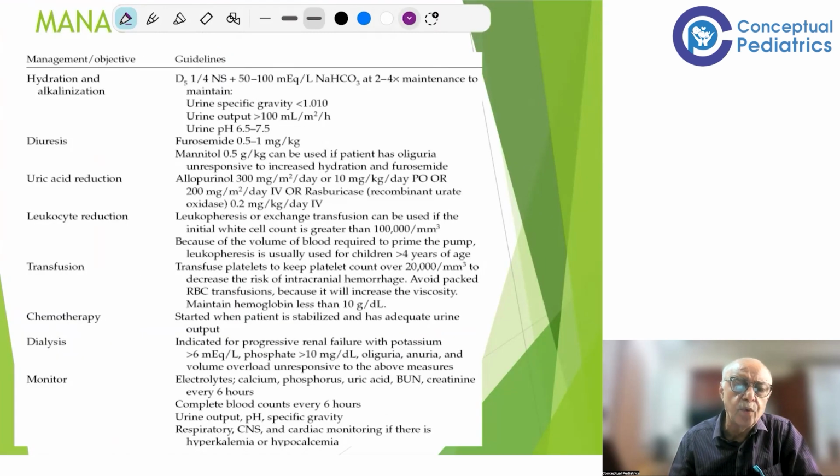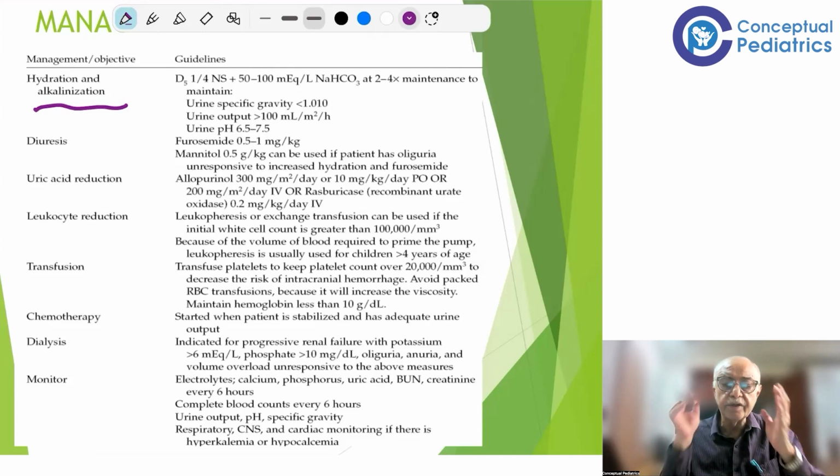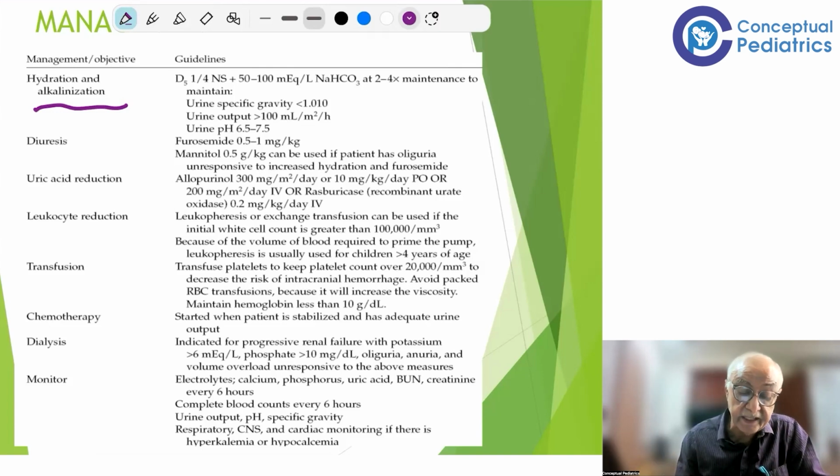Though this slide is old, I must tell you that here I have given the guidelines for the management of tumor lysis syndrome or hyperleukocytosis. Now here I have written alkalinization. I must tell you that alkalinization is no more done nowadays. Earlier we used to add 50 to 100 milliequivalents of soda bicarb per liter of the fluid. But nowadays, there is a controversy.